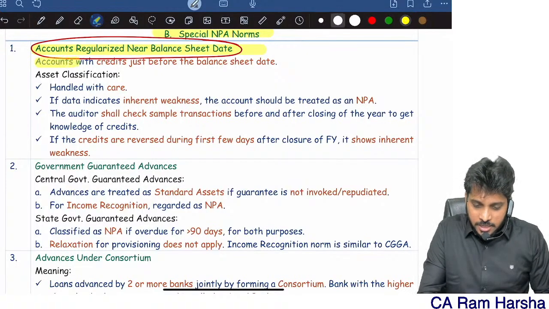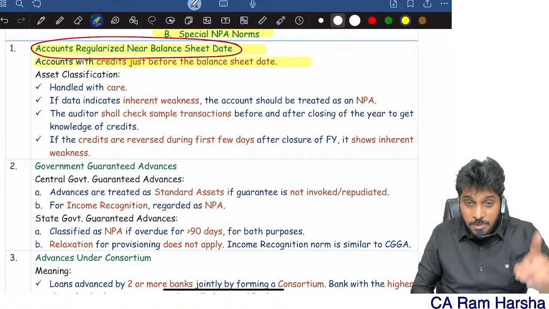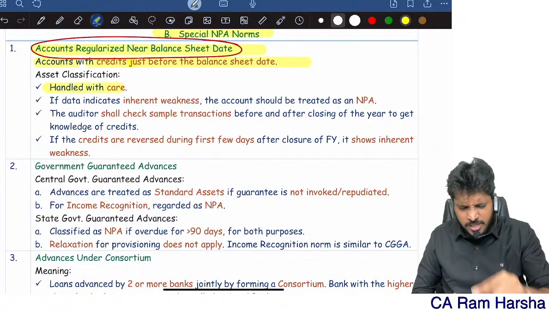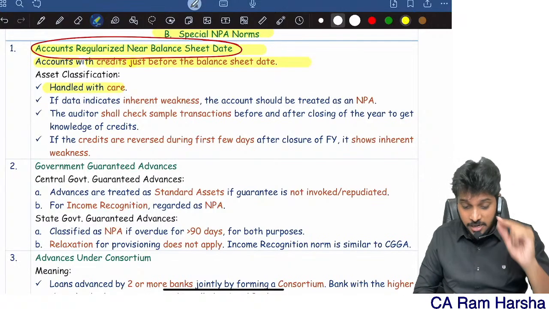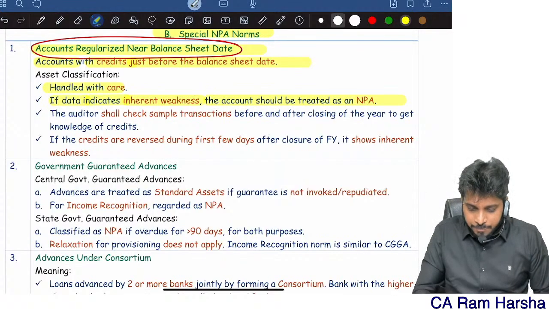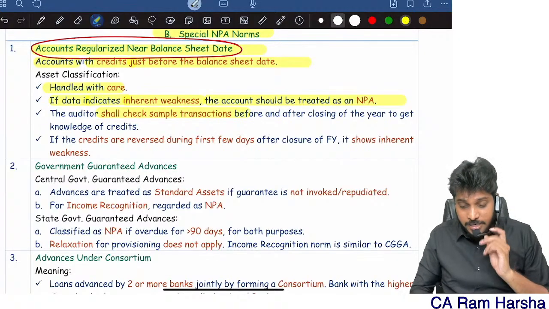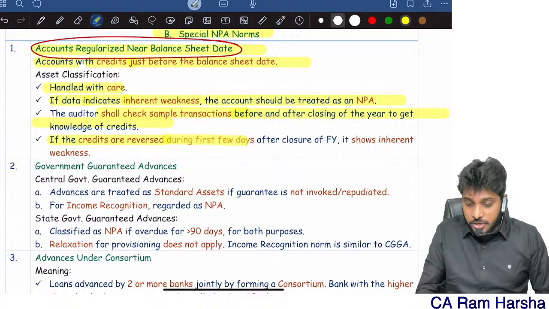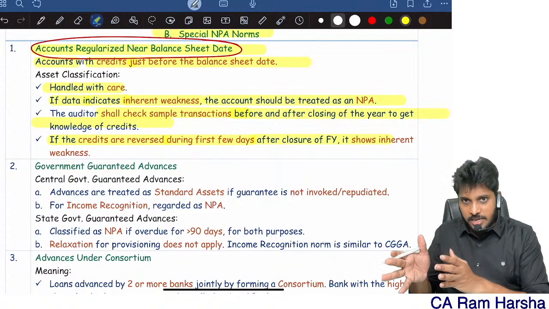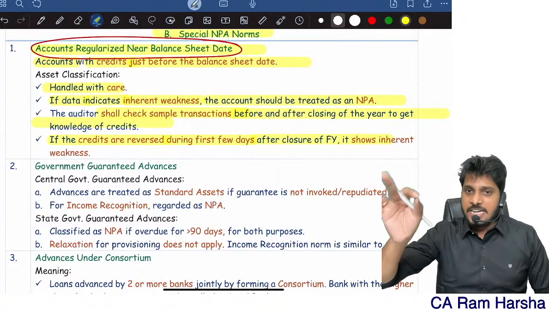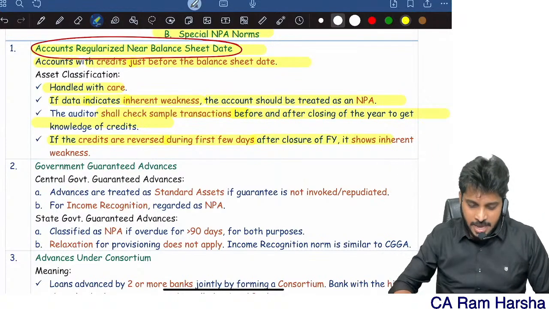So these are accounts where credits were there just before the balance sheet date. The asset classification of these kinds of accounts should be handled with care. If data indicates weakness, the account is treated as NPA. The auditor shall check sample transactions before and after the closing of the year. If credits are reversed during the first few days after closing, so after 31st March it became regular but later the payments are reversed, it's an inherent weakness, and straight away we will classify it as NPA.